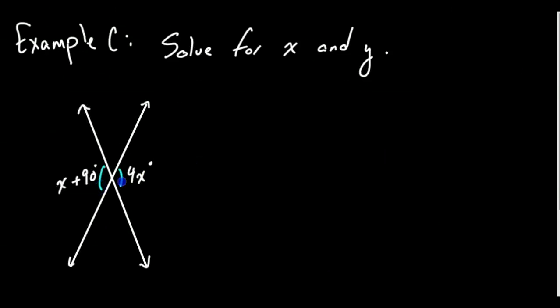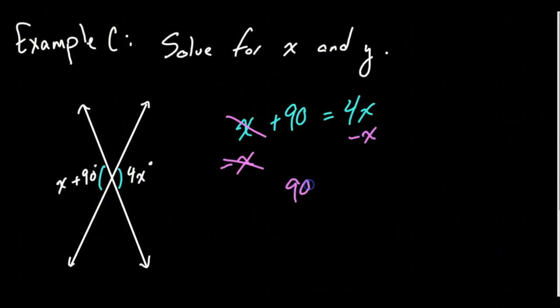x plus 90 and 4x. So that's going to be x plus 90 equals 4x. Vertical angles are congruent. Subtract x on both sides. The x's cancel, and I'm left with 90 equals 3x. Divide each side by 3, and we're left with a finalized answer of x equals 30.